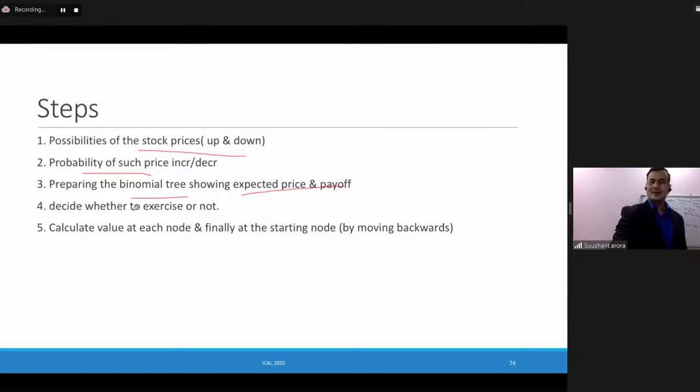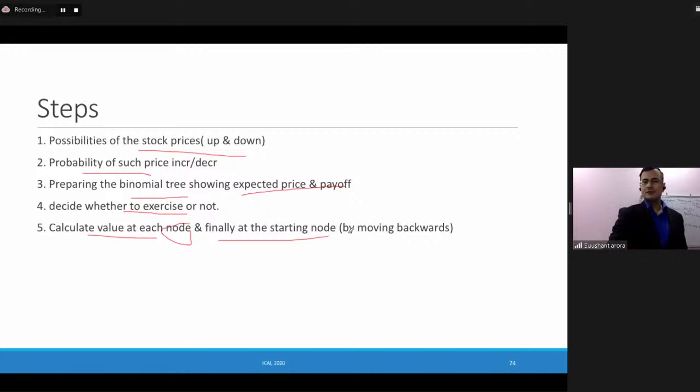Decide whether to exercise or not, and calculate the value at each node. Now, what is a node at each point? And finally, at the starting point. Means first you calculate at the last, then previous, then come to the starting point. The most complex thing one could have. But after this, you will find this very, very easy. Trust me. And in the exam, you will be able to cope with that.